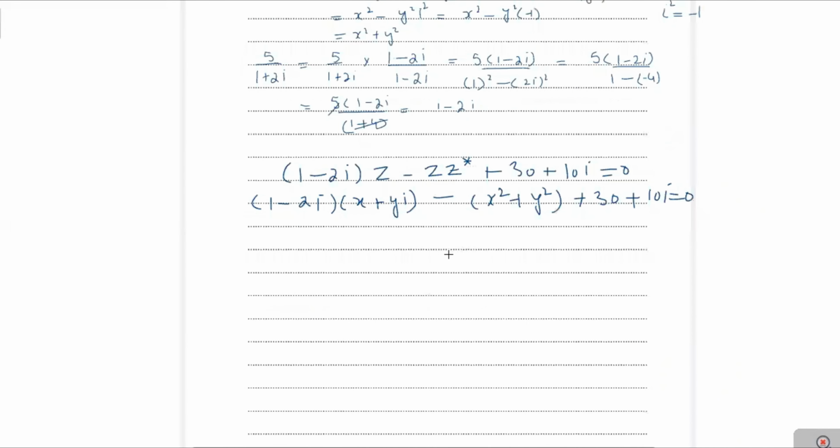Now we shift the value from right side to left side. That value becomes, now we must simplify it. You see here 1x plus 1yi minus 2xi minus plus minus 2y into yi. That becomes 2yi square. Now we shift this value from left to right side. That becomes x square plus y square and plus 30 becomes minus 30 minus 10i. And this is the minus 10i.